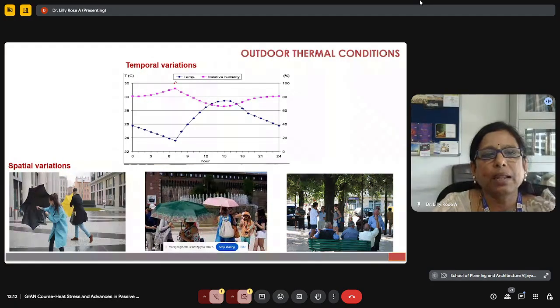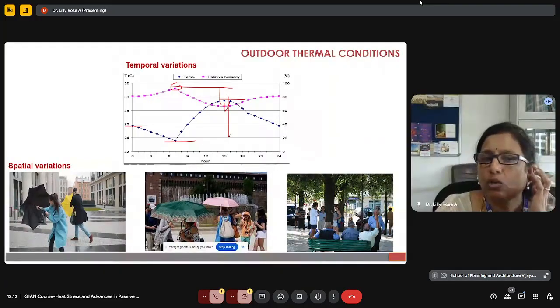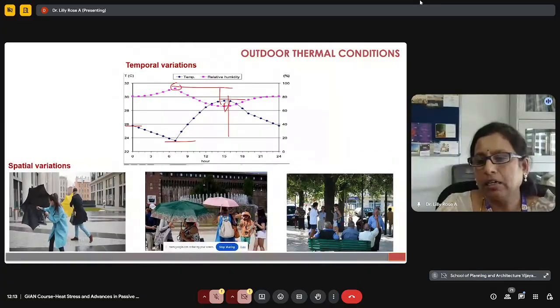You can see the temperature varies from about 31 degrees to about 27 degrees, so there is a variation of about 4 degrees. Similarly, relative humidity varies from about 18 percent to about 67 or 70 percent. So these variations would create a different kind of thermal feeling or thermal sensation in the human being.